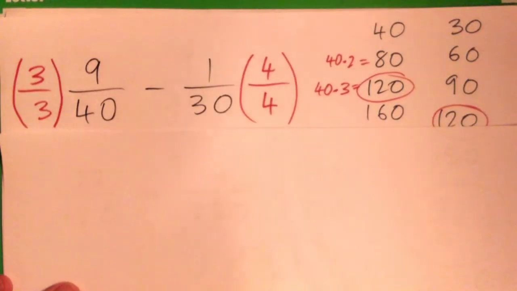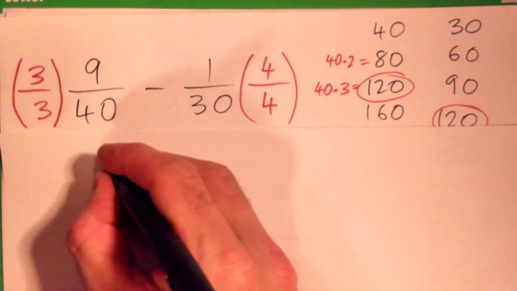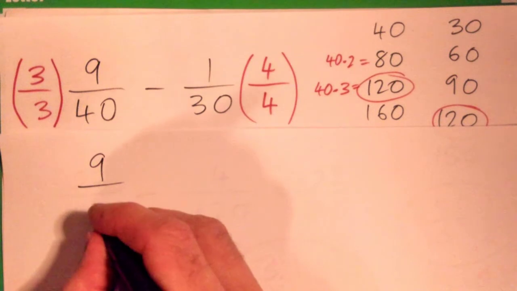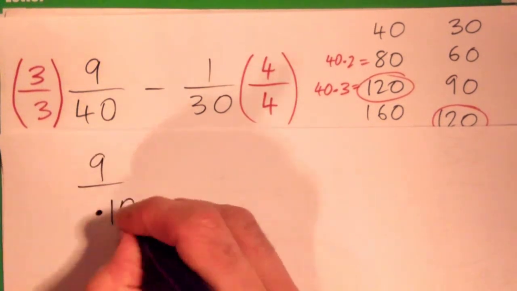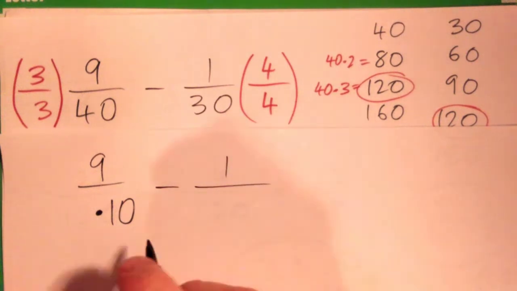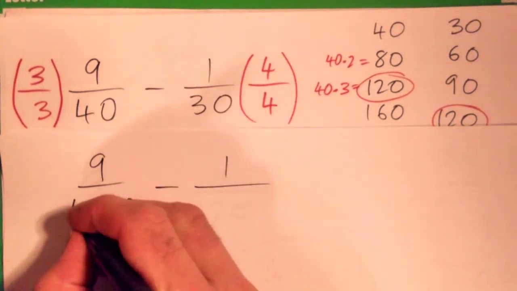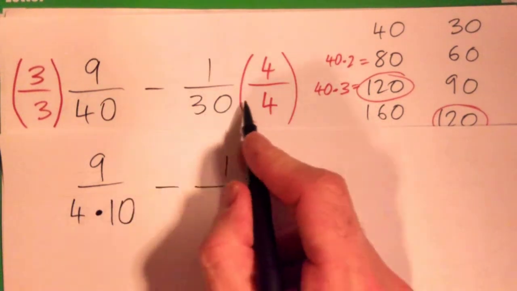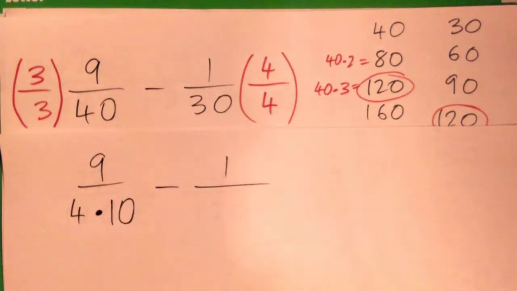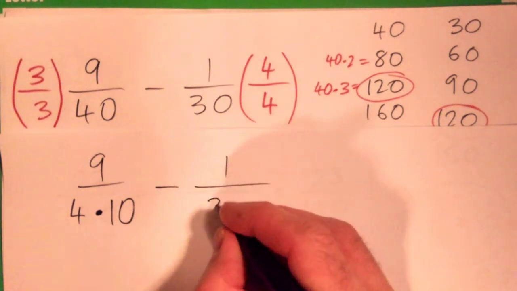Alright. So what I want to run over on this one is I want you all to first factor the bottoms. So go 9 over and write 40 as what times 10? 40 is what number times 10? Lovely. And factorize 30 and what do you get? 3 times 10, right?